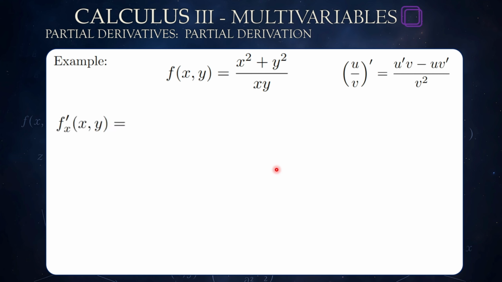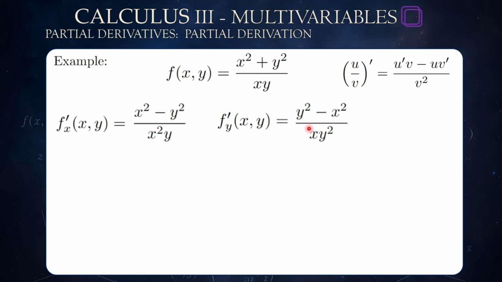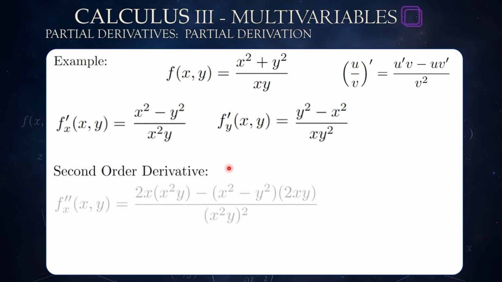Hence the partial derivatives for f(x,y) are respectively f'x(x,y) equal (x squared minus y squared) divided by x squared y, and f'y(x,y) is equal to (y squared minus x squared) divided by xy squared. Now let's go to the second order derivative. So f''x(x,y) is equal to (2x times x squared y minus (x squared minus y squared) times 2xy) divided by (x squared y) to the power of 2.